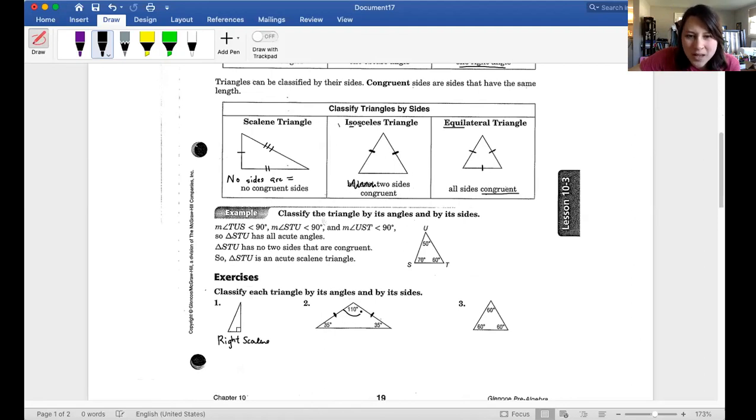And then we've got one big angle here that's greater than 90 degrees, so that's obtuse. So this would be an obtuse isosceles. Okay.